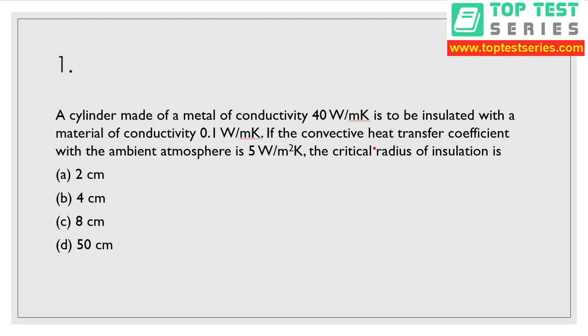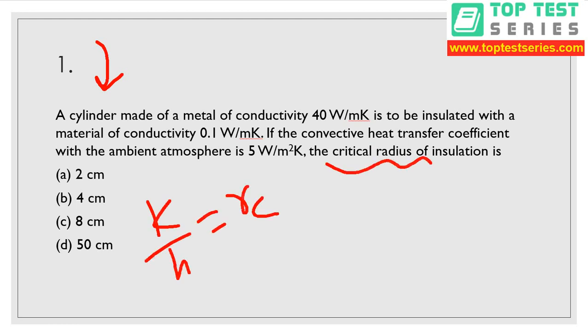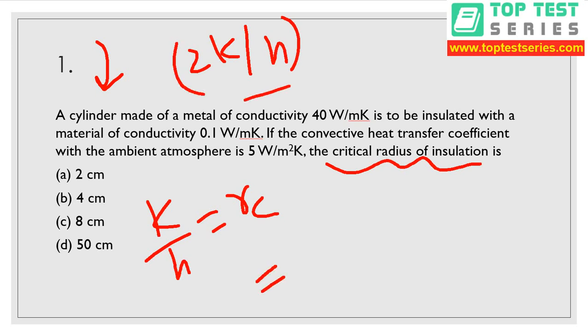So my dear, there are two formulas, and both formulas are very important for competitive examinations. One for cylinder, another one is for sphere. For cylinder we use K by h is equal to Rc. Rc is the critical radius of insulation, which is exactly what we have to find out in this case. And for spheres it is 2K by h. Alright, remember that. Now guys, here what is K? 0.1. What is h? 5.